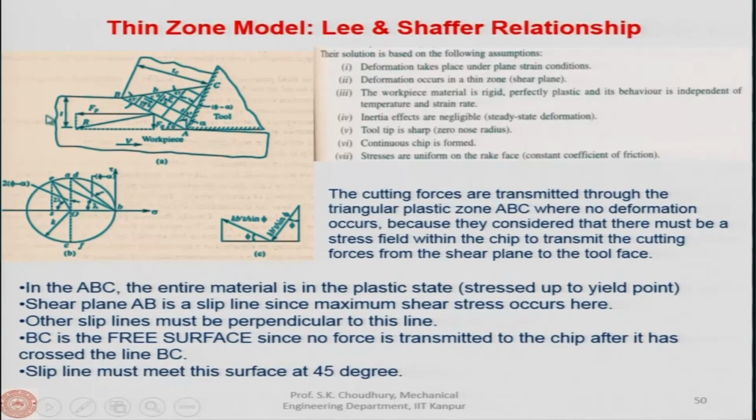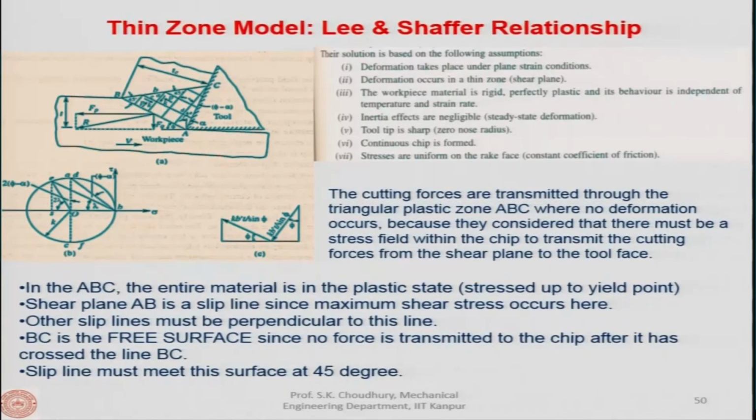This is the workpiece, here is the tool, and the chip is flowing along the rake face of the tool, as shown here. Now, the cutting forces are transmitted through the triangular plastic zone ABC, where no deformation occurs. They are saying that once again the cutting forces will be transmitted from here through a zone to this or vice versa, and it can be transmitted only when it goes through a plastic zone where inside no deformation occurs because of this force.